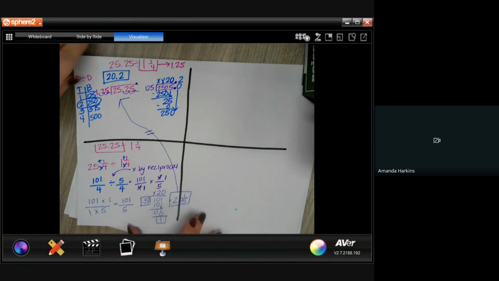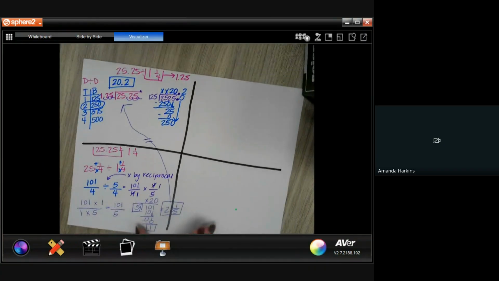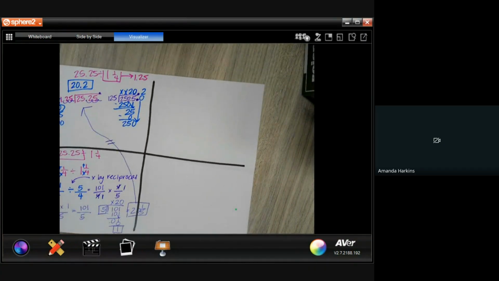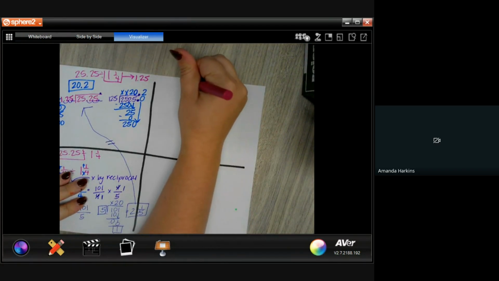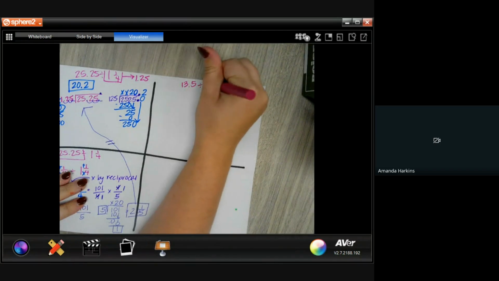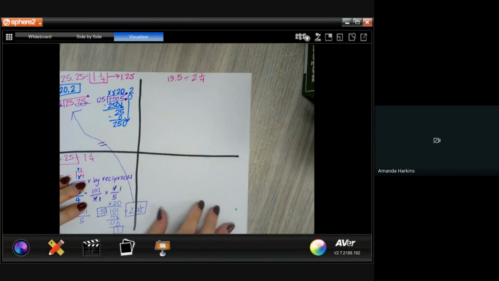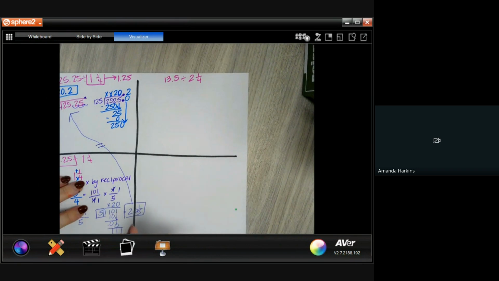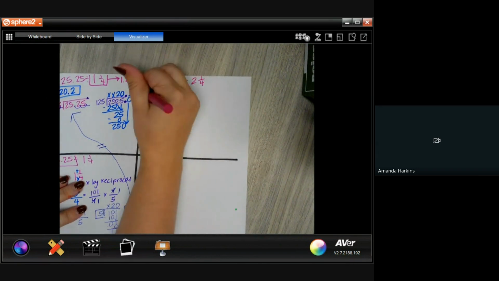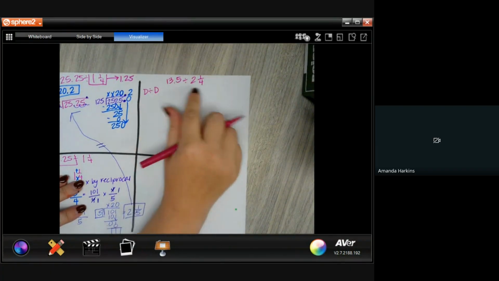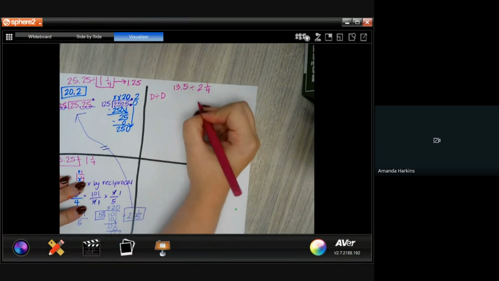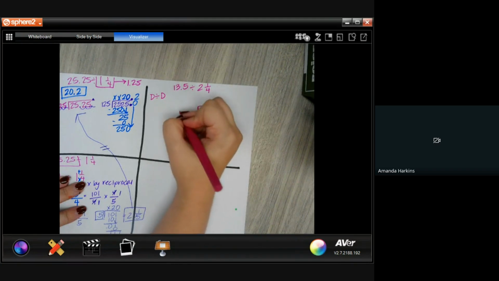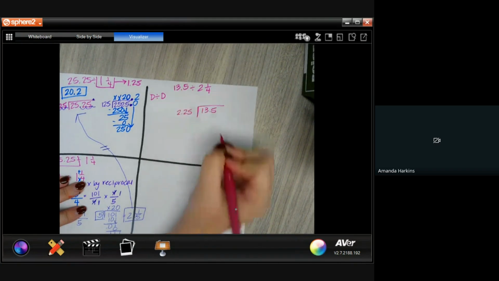Okay, so now let's do another one. So we have 13.5 divided by 2 1/4. Okay, I can still make them into decimals. So I can do decimals divided by decimals to make them the same. So that would be 13.5 divided by 2.25.